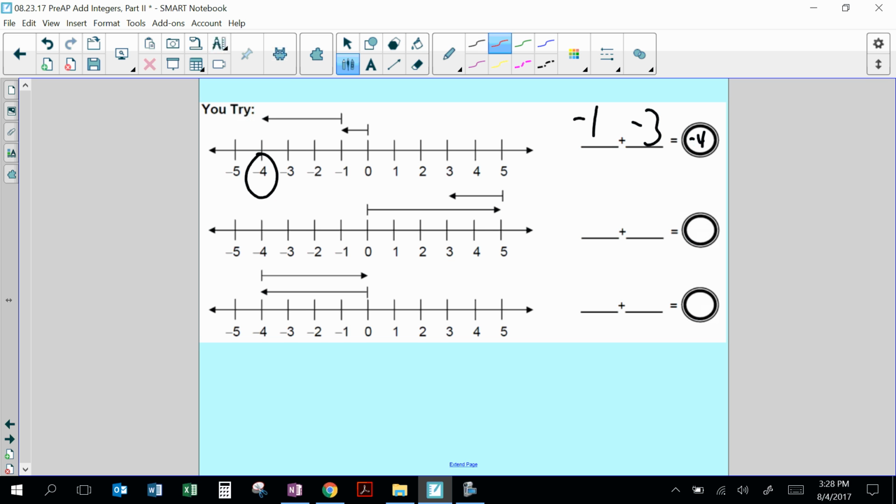Next one, starting at 0, it goes right for 5 units. That's +5. It goes left 2 units. That's -2. And it stops at 3. And the third one, it goes left 4 units, -4. It goes right 1, 2, 3, 4 units, +4. And it stops at 0.